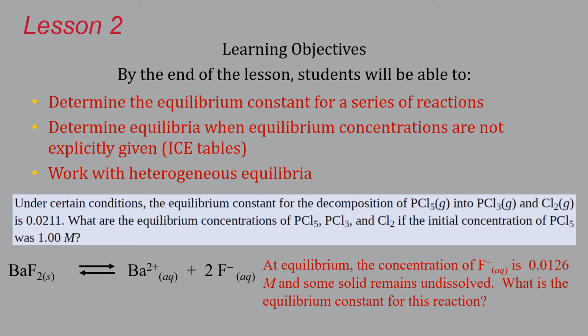Alright, and for lesson 2, we're going to use what we just learned about manipulating reactions in K to figure out how to do the equilibrium constant for a reaction that is the sum of a bunch of other reactions. And we're going to work to figure out equilibria when the equilibrium concentrations are not explicitly given, and we're going to learn about heterogeneous equilibria as well. So these are some examples that we're going to do by the time this particular lesson is done.